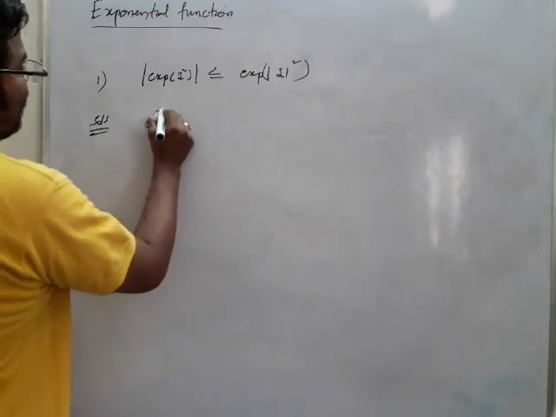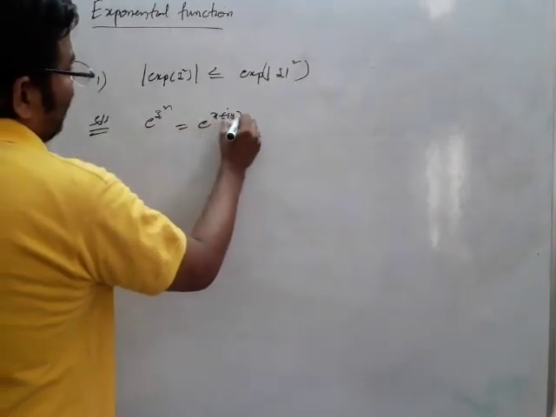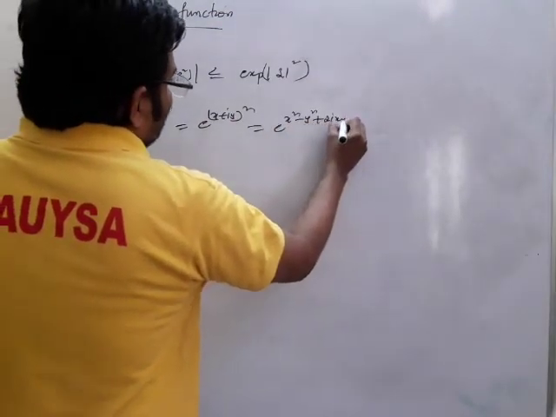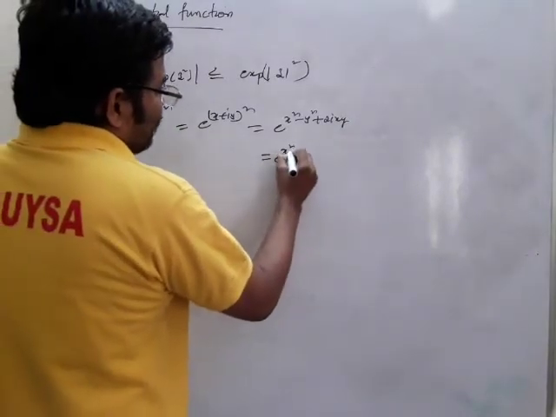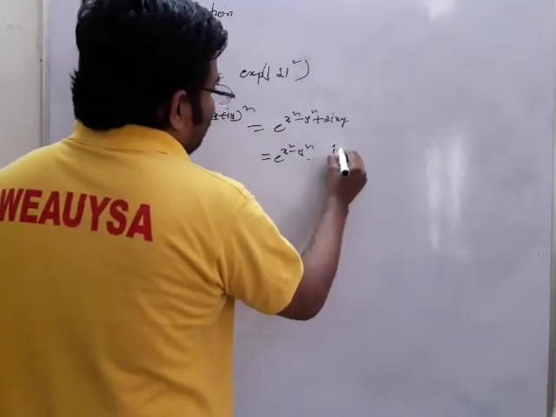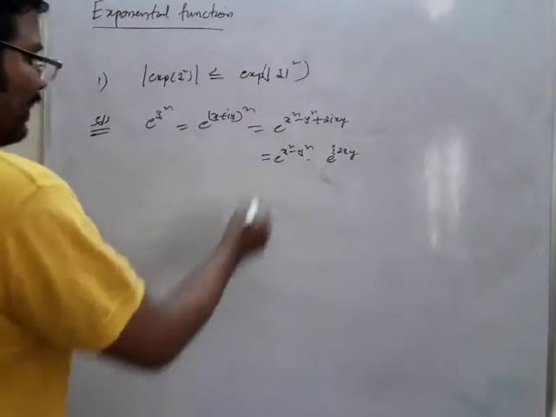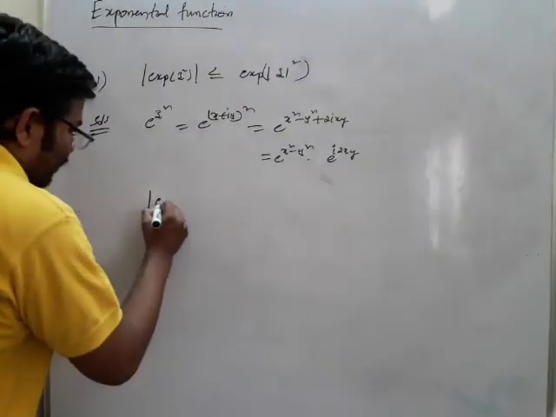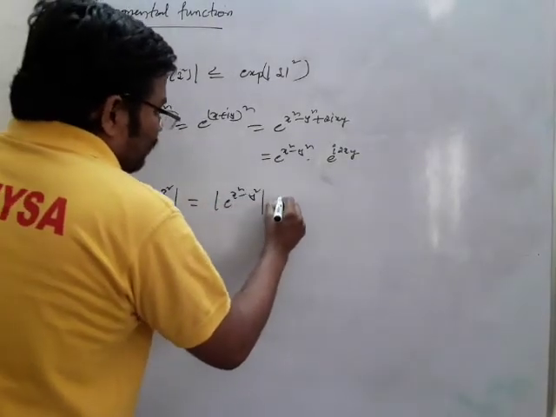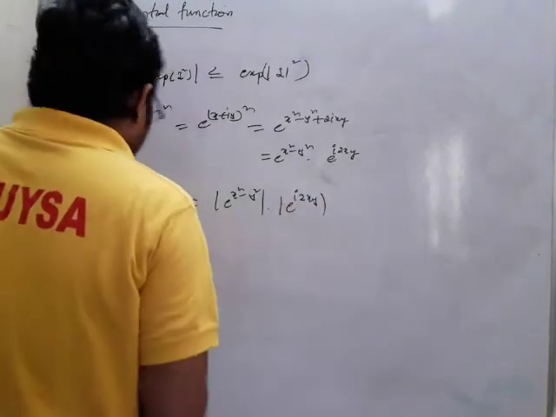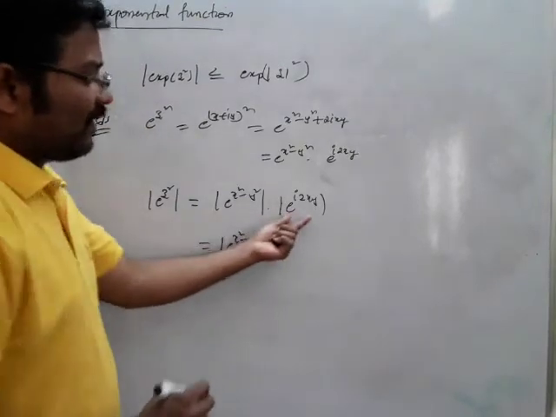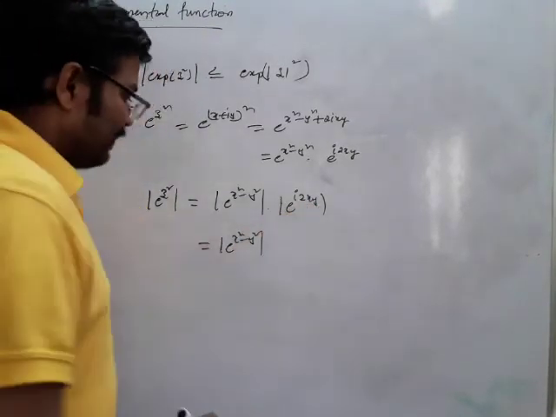So first of all, I'll take e power z square. E power z square means e power (x plus i y) whole square, that is e power x square minus y square plus 2i xy. So this can also be written as e power x square minus y square into e power i into 2xy. Now this is how you can have e power z square. So mod of e power z square is equal to mod of e power x square minus y square into mod of e power i 2xy. Now this is anyhow 1, because it is of the form e power i theta.